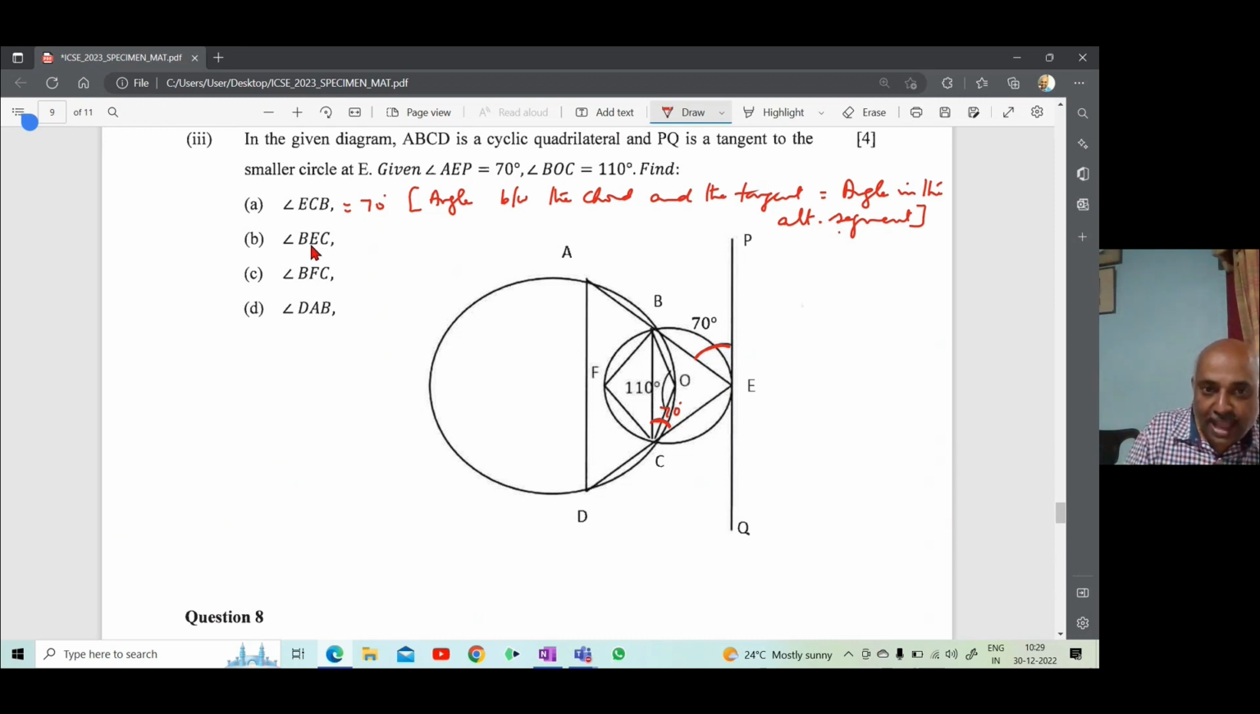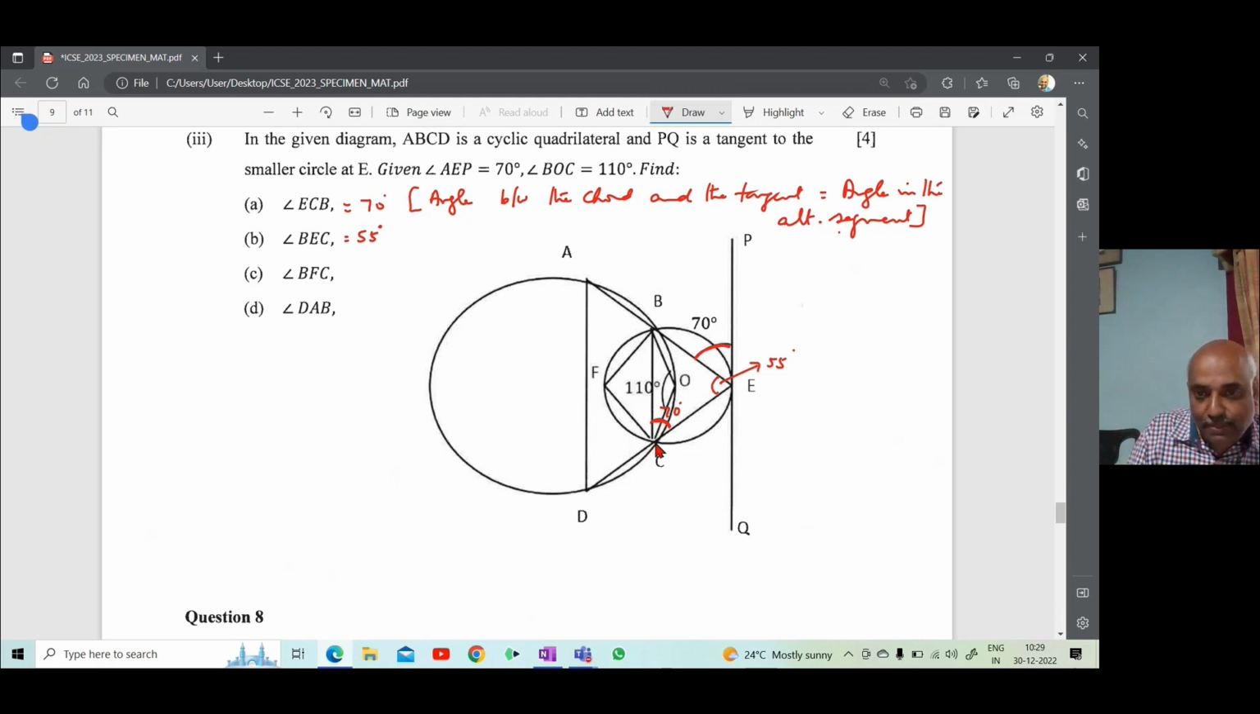Now, next one, what is angle BEC? Now, listen, angle BOC is 110. So angle BEC should be equal to 55, because this is the angle at the center and this is the angle at the circumference. So this angle is 55 because the angle at the circumference will be half the angle at the center. You can write the reason within brackets: angle at the circumference is half the angle at the center. Now, next one is BFC.